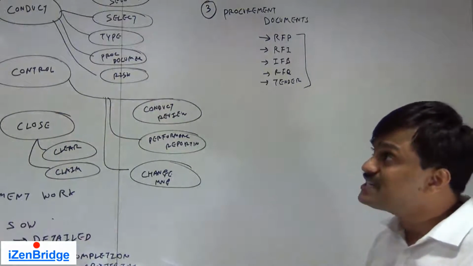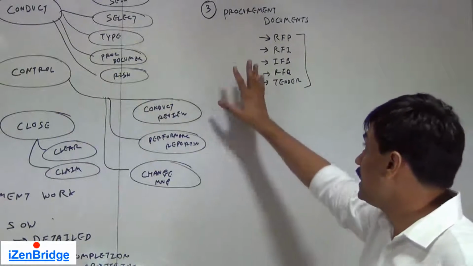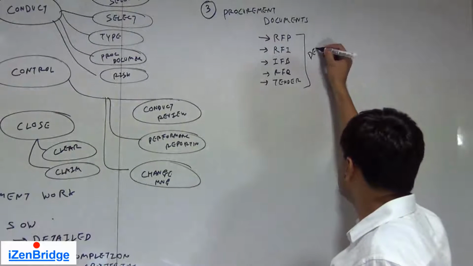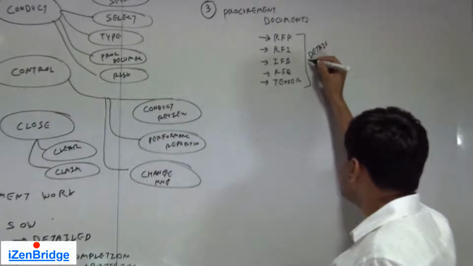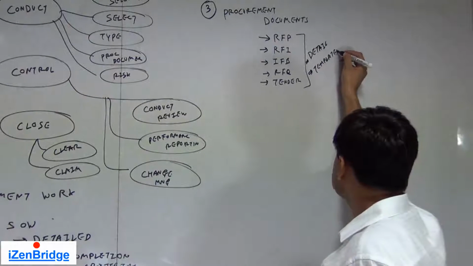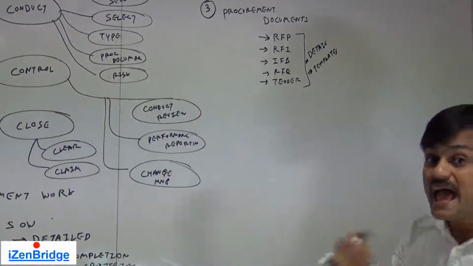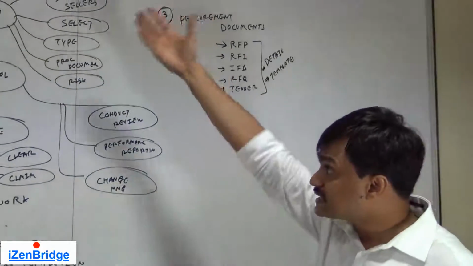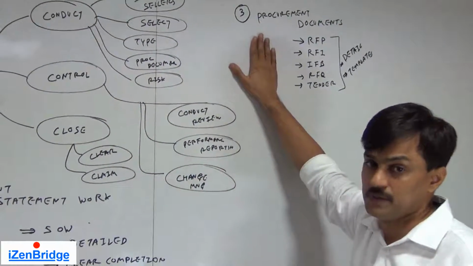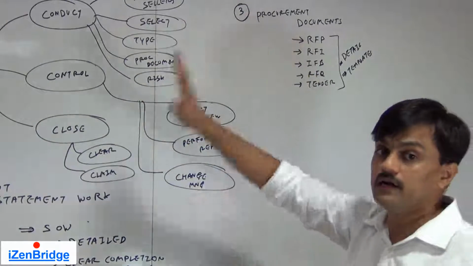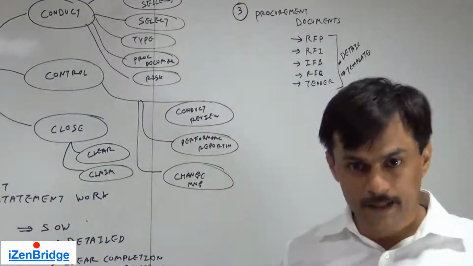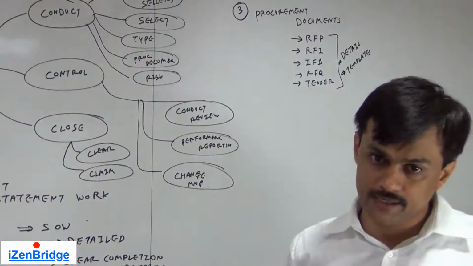So as an output of this plan procurement process, we recommend which documents should be used, what kind of detail they should cover, and we may recommend some templates which should be used for these documents. So while conducting the procurement, you should look to this section of the procurement management plan and use the relevant procurement document.